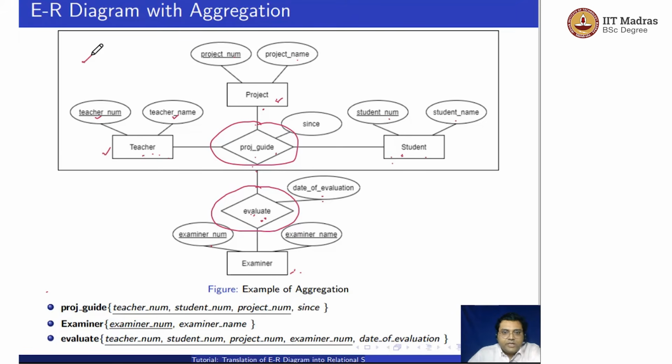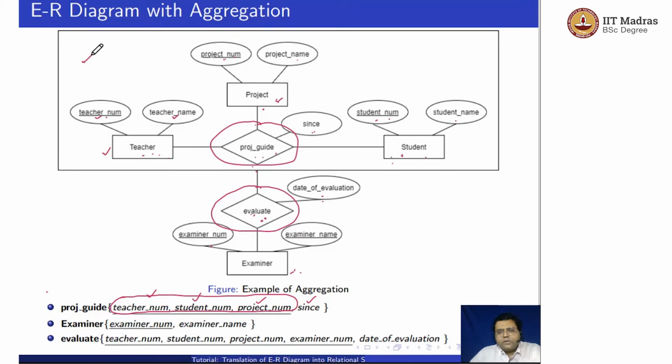And the project guide will have the primary key from all these three entity sets along with the descriptive attribute over here. So we are having the teacher number from the teacher table, student number from the student table, project number from the project table, and the since, right? And this becomes a primary key, this combination of all these keys.